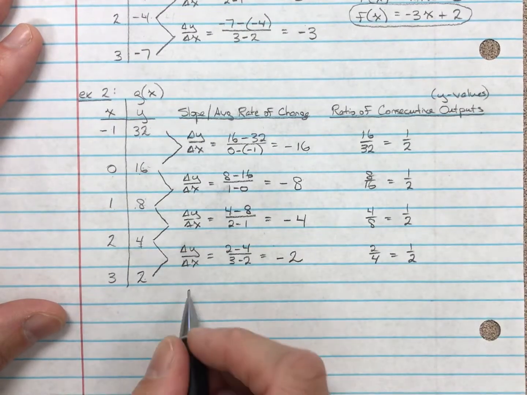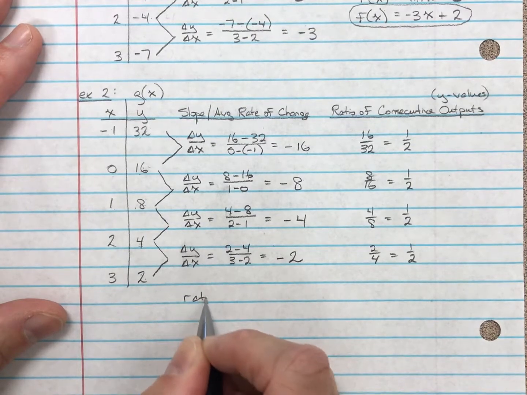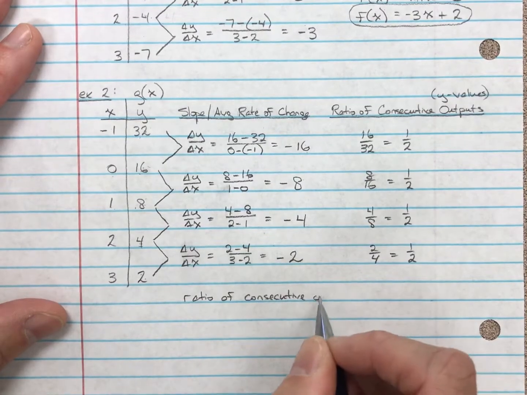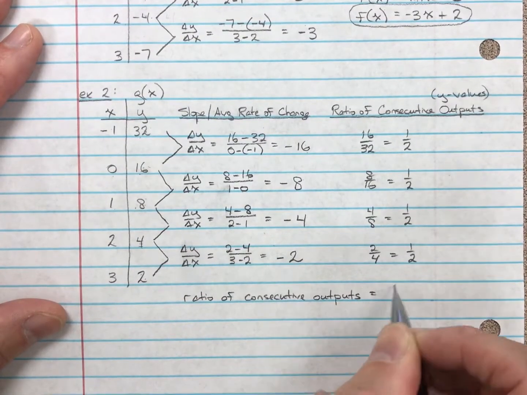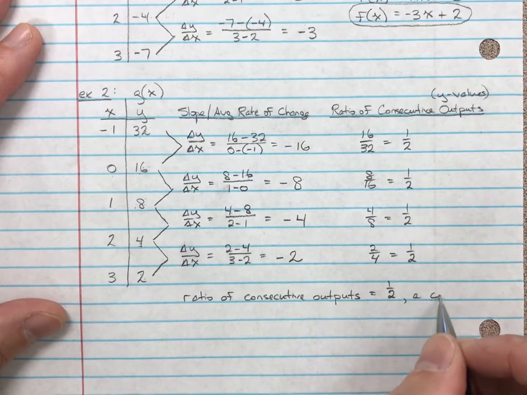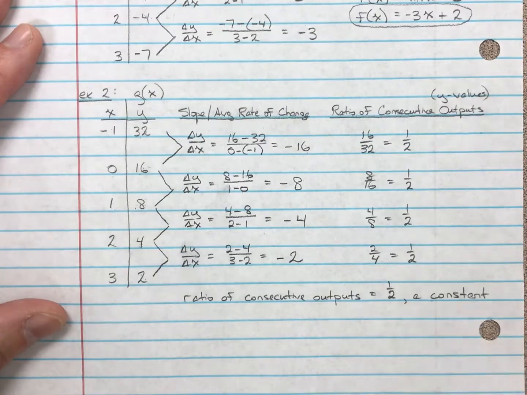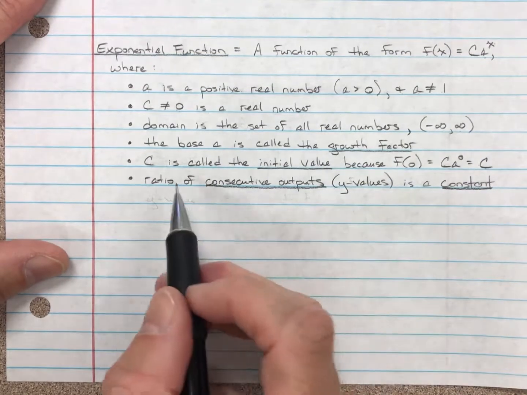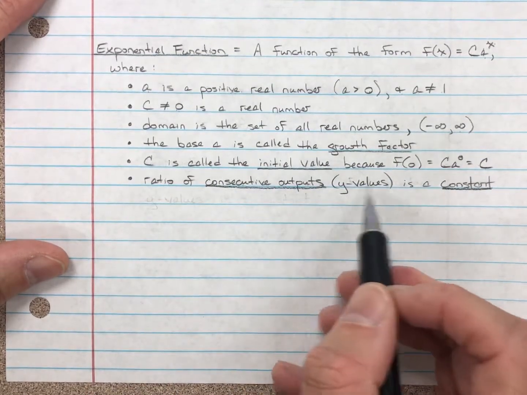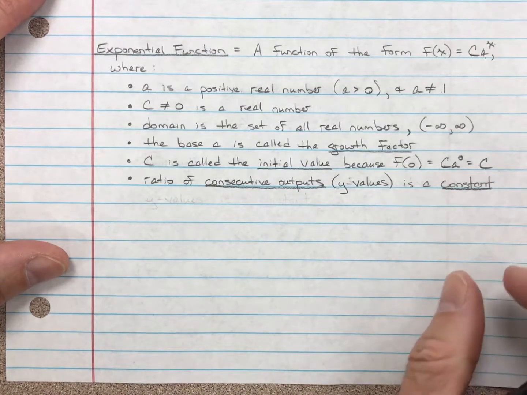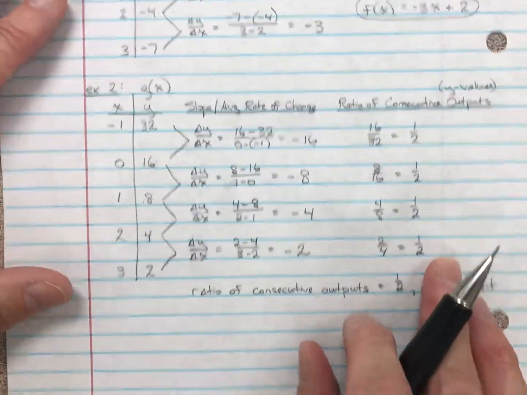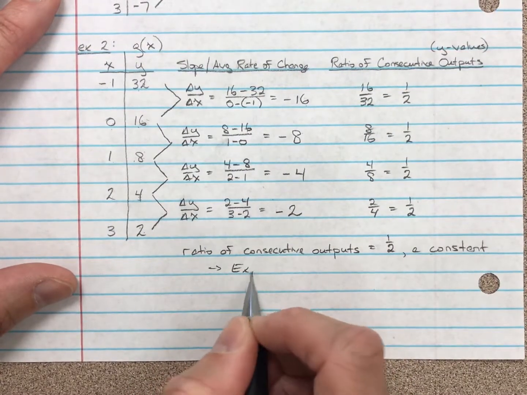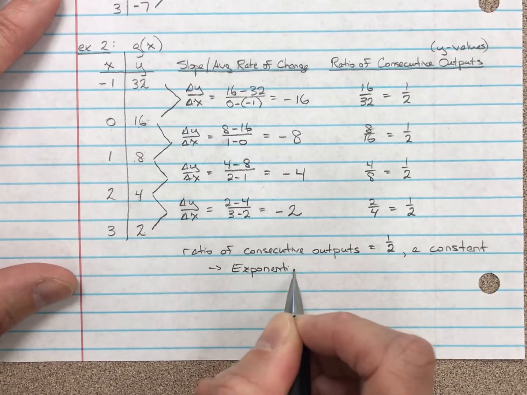Okay, so let's note that down here. Ratio of consecutive outputs equals 1/2, which is a constant. They all equal 1/2. So now we go back to our definition for exponential functions, and we note the ratio of consecutive y values is a constant. We have an exponential function.